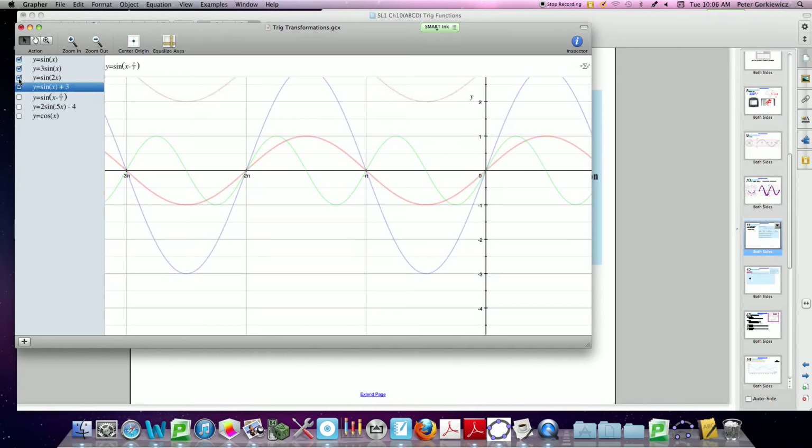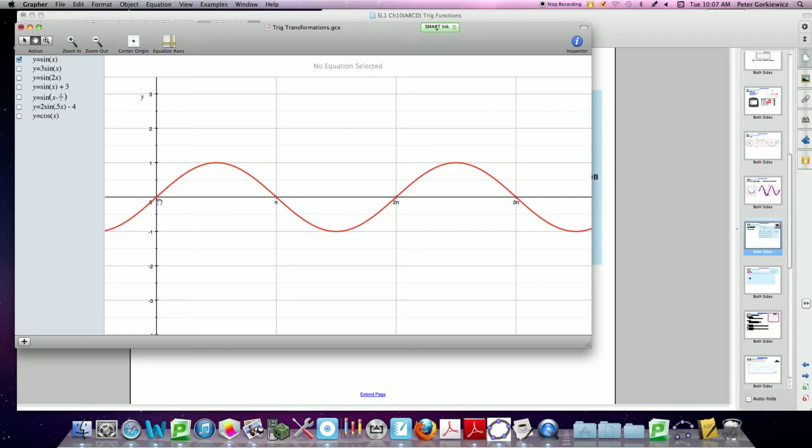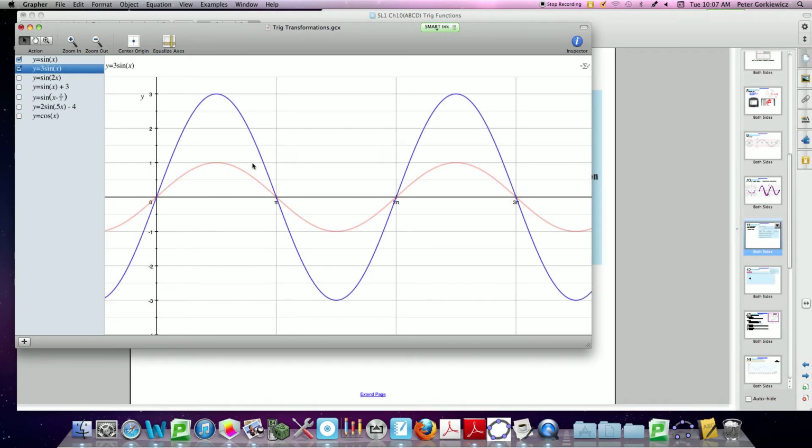Let's turn these off. So here is just plain old boring sine of x, right? Starts at 0, goes up to 1 at pi halves, comes back down to 0 at pi, then bottoms out at 3 pi halves and goes back to 0 at 2 pi. Cool? So if you multiply something in front of it, like 3, this guy looks like that, right? The zeros are in the same spot. All we've done is stretched out the maximum from here to here, the minimum from here to here. We've just done a stretch, yeah?